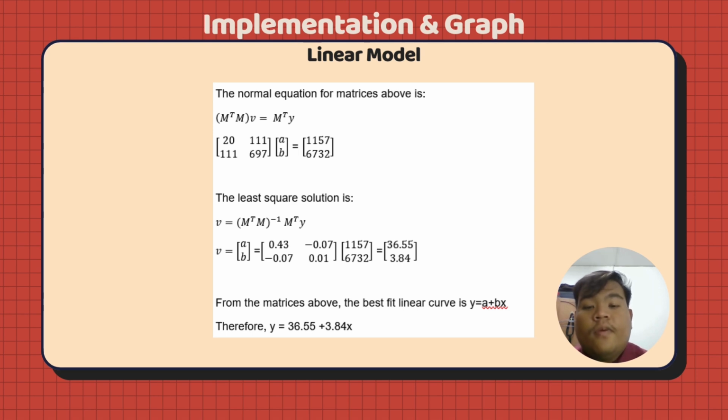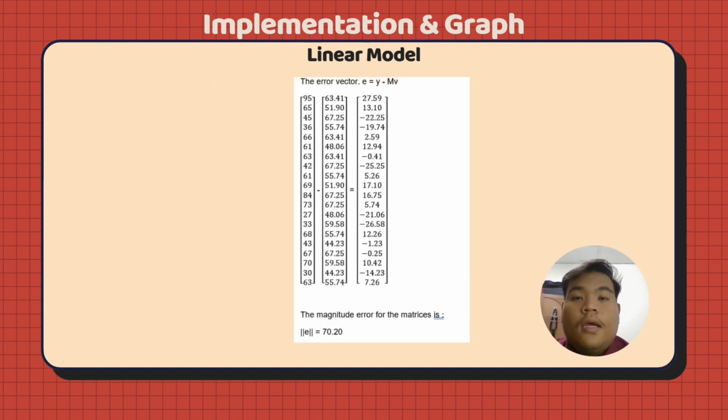So from the matrix above, the best fit linear curve is Y equals A plus BX. Therefore, our Y equals 36.55 plus 3.84x. For the last part, we will find the error vector, where the formula is E equals Y minus MV. After we calculate, we will get the magnitude of the error for the matrix as 17.20.